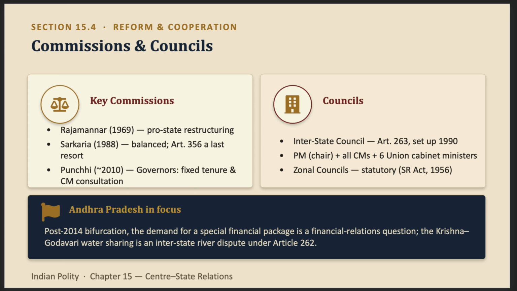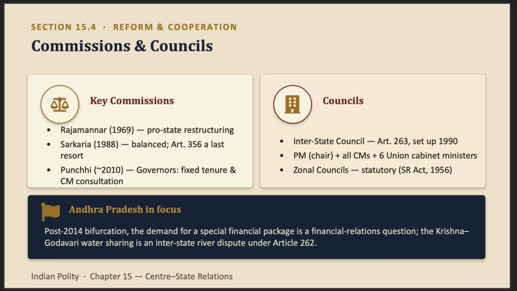Right. But the Sarkaria Commission in the 1980s was much more balanced and impactful. Sarkaria strongly advised that Article 356 should truly be an emergency measure, an absolute last resort. More importantly, it recommended institutionalizing dialogue. That recommendation directly led to the permanent creation of the Inter-State Council in 1990. So giving the states a formal, constitutionally backed platform to air grievances before they escalate into Supreme Court battles.